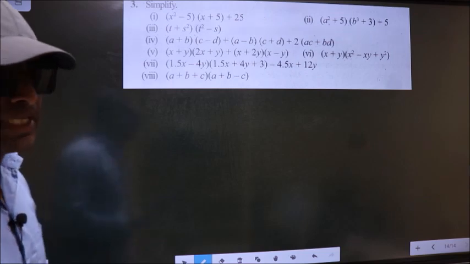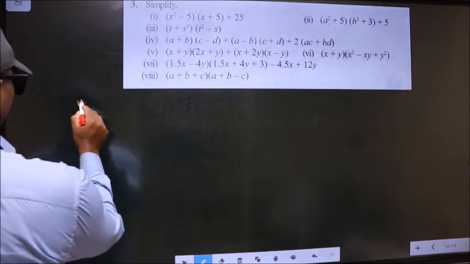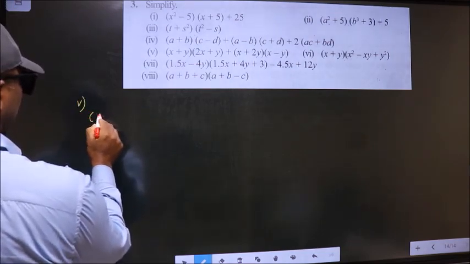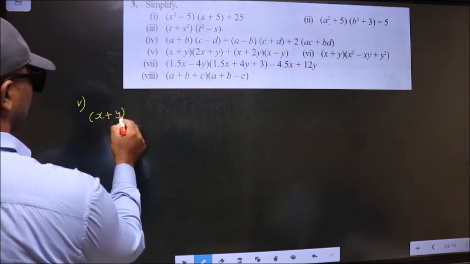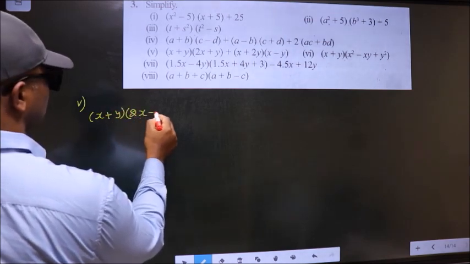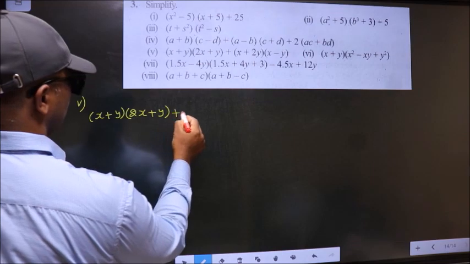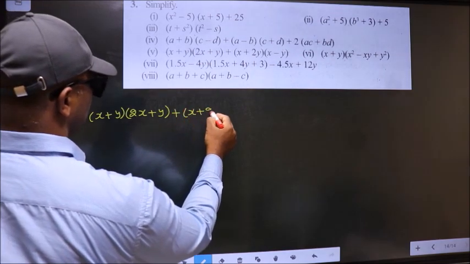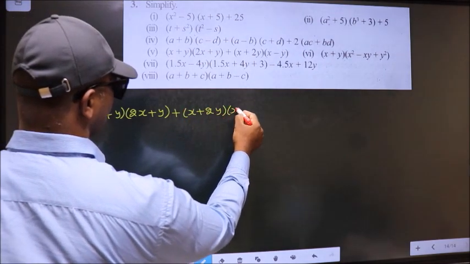Next, fifth bit, that is x plus y into 2x plus y plus x plus 2y into x minus y.